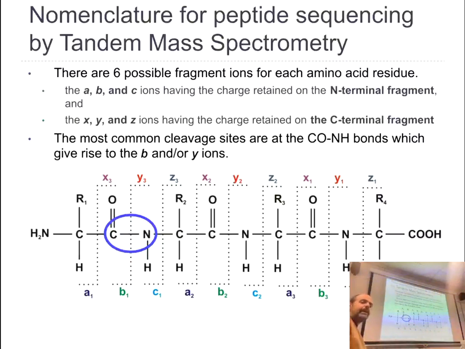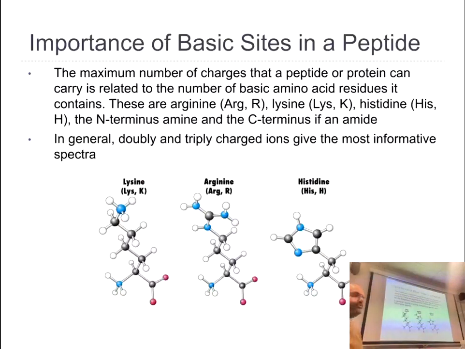Yeah? Now the other thing that's interesting is that if you look here, well, we'll come back to it. Okay, so I've talked to you about the importance of basic sites in a peptide. So we've got a lot of charges, and usually it's lysine, arginine, or histidine residues. But again, as I keep saying, for this purpose, we're just going to keep everything simple and say that everything is just singly protonated, yeah?